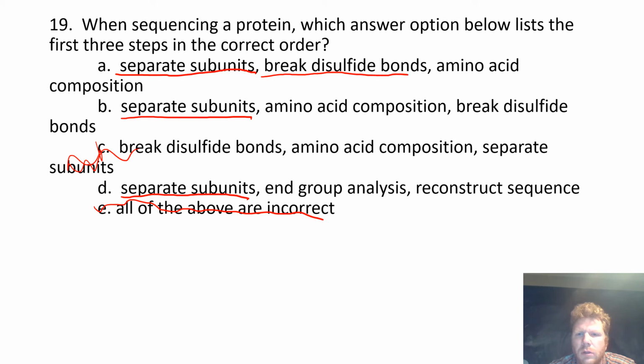Now, after you've done this, so you have individual subunits, you need to break any sort of disulfide bonds. So when you break those disulfide bonds, now what you have are all the different polypeptide chains kind of in individual entities. So the final step in this is determining the amino acid composition. So what amino acids are actually in this polypeptide. And once you've done that, then you can go through and do your analysis with your molecular scissors and everything like that. But A is your answer for that question.